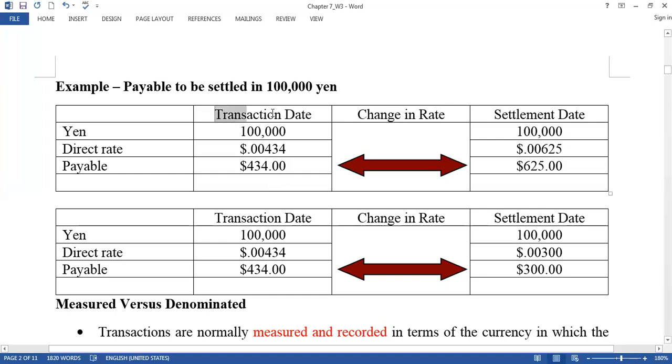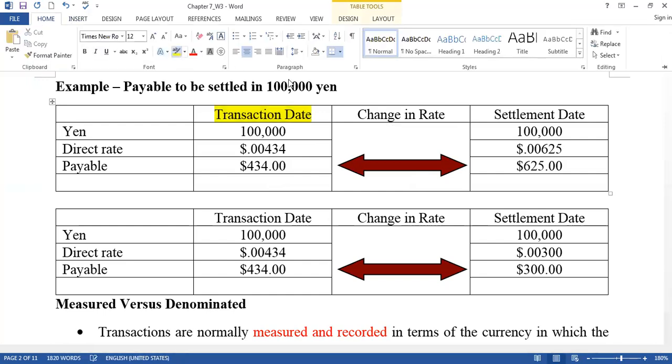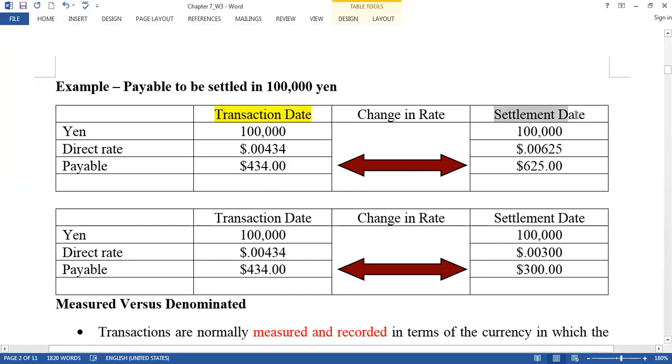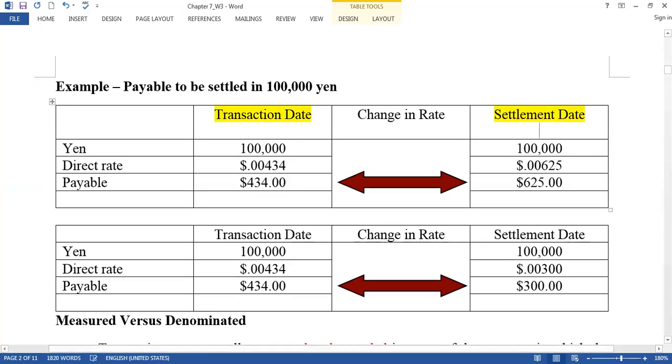So we have two important dates here. Actually, we have three important dates, but this example is talking about two dates. First, the transaction date, and another is the settlement date. Settlement date means the payment date. So today you have a transaction, so it is called the transaction date. What happened today? You can see that today, for example, this is RMB.